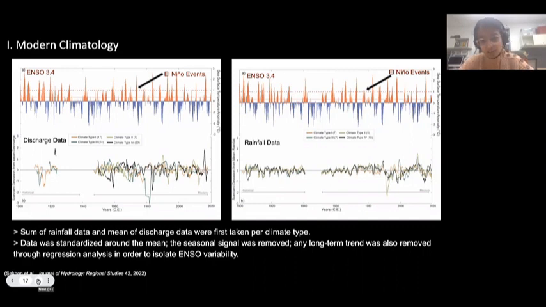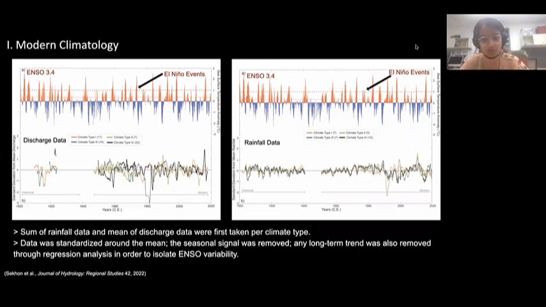So something that we were interested in was when we have these El Niño events that are higher than 1 degree Celsius, is there a response in both discharge and rainfall? And is there a bias towards the different climate types if we remove the seasonal signal?